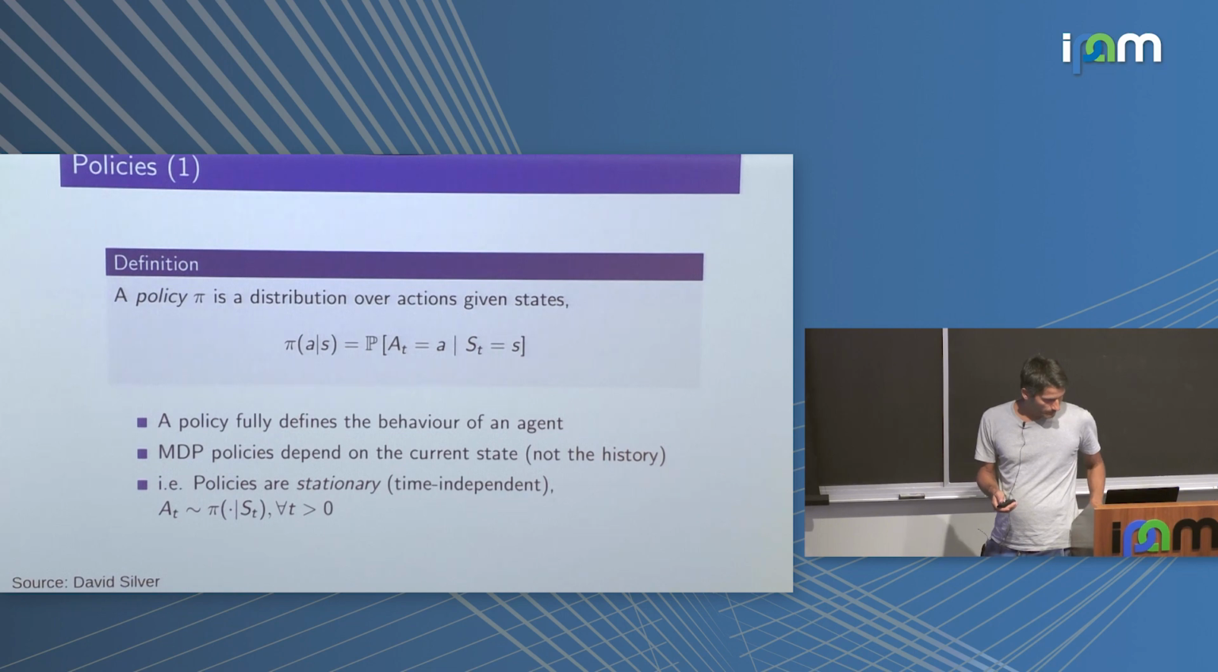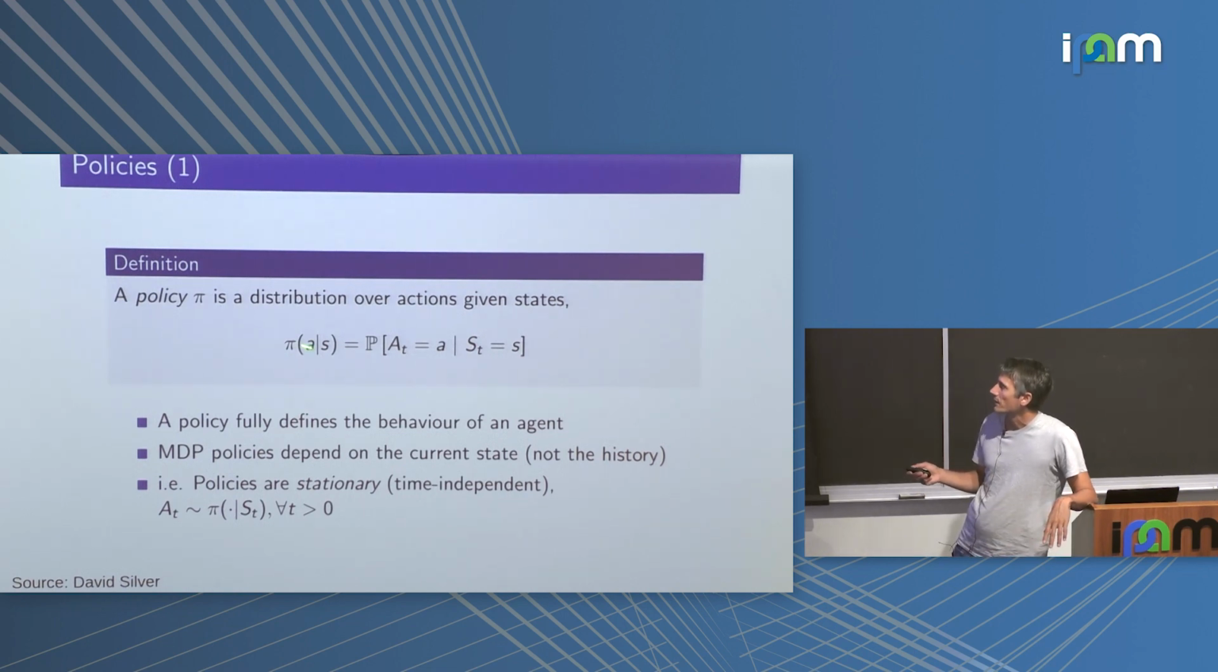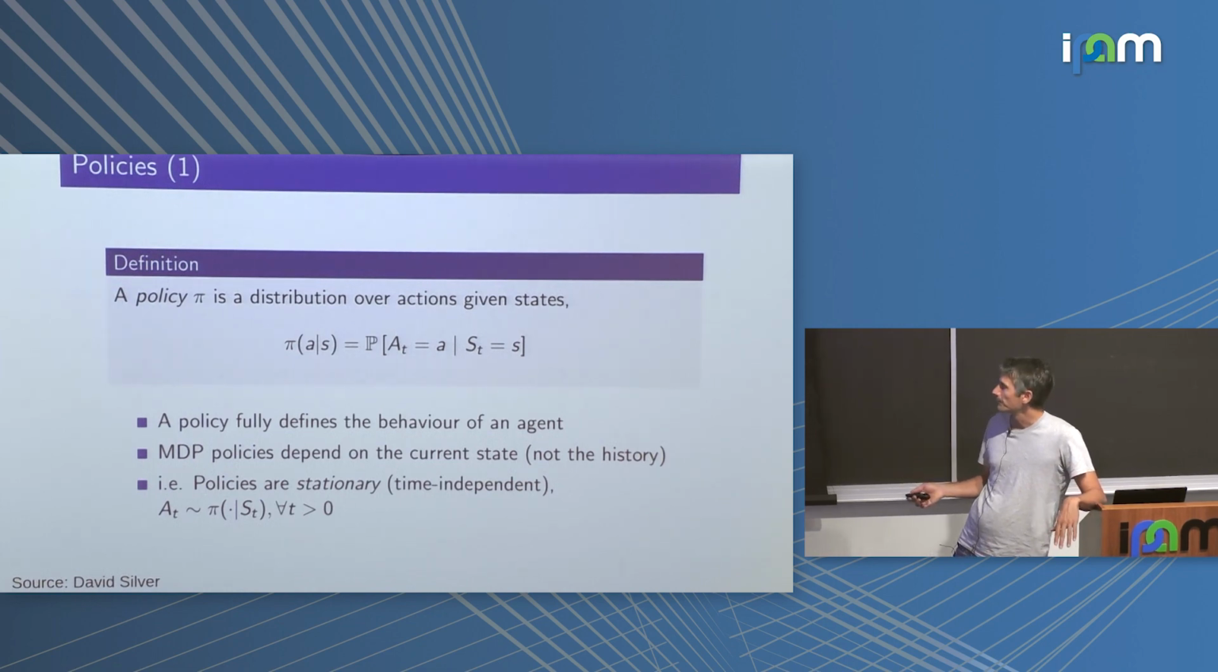So what you really want to know is practically the optimal policy. A policy is a distribution of an action given the state. So given my current state, what is the best action, in the sense of maximizing the reward.